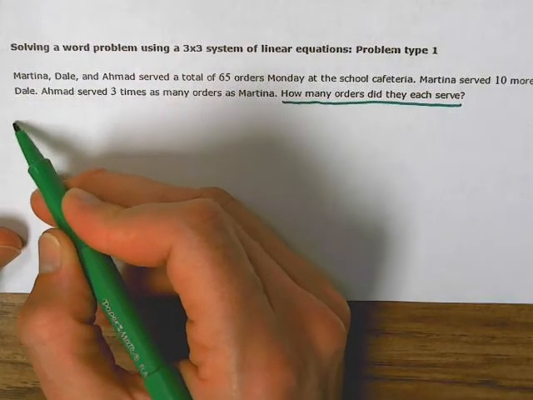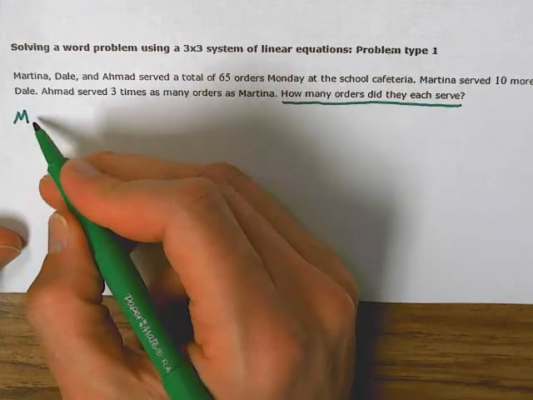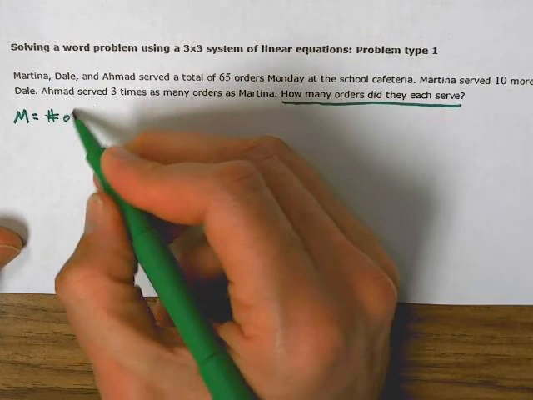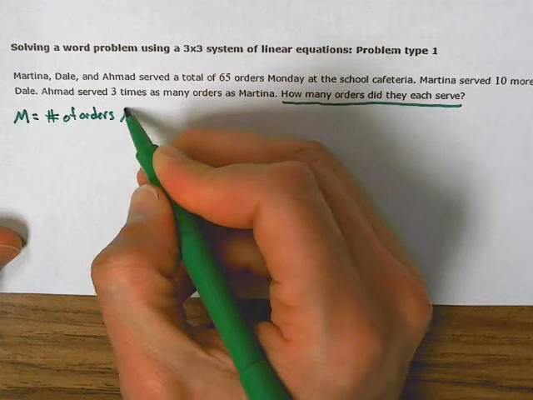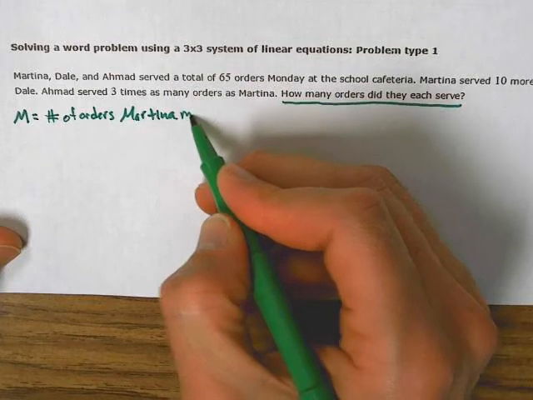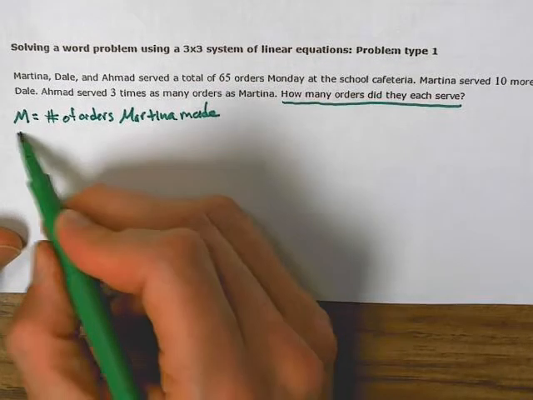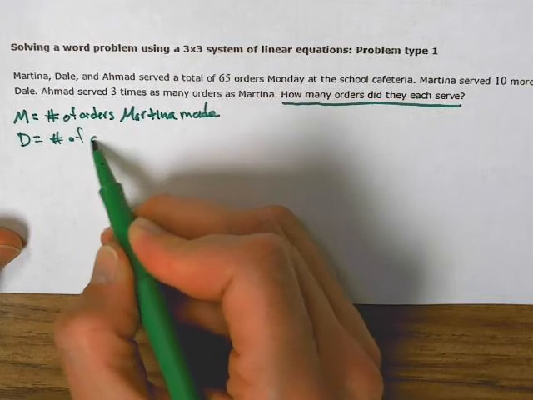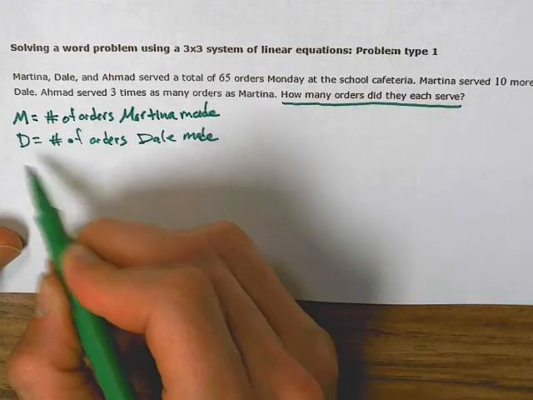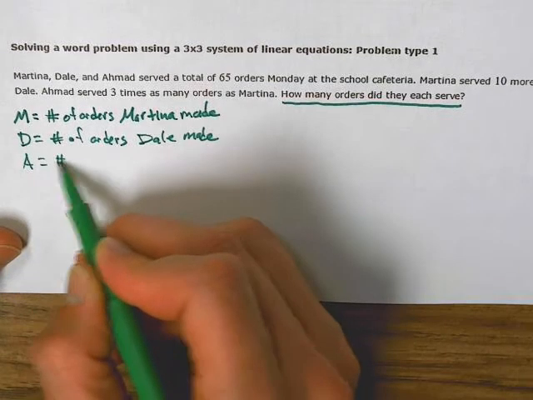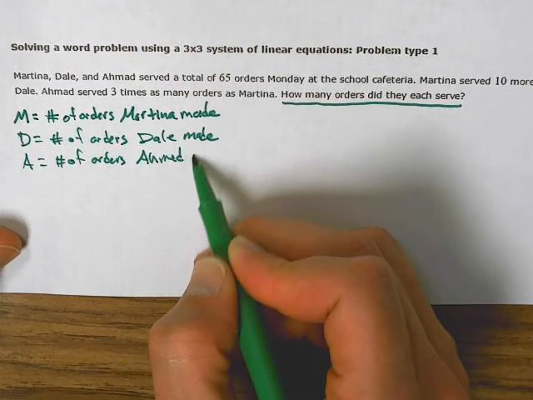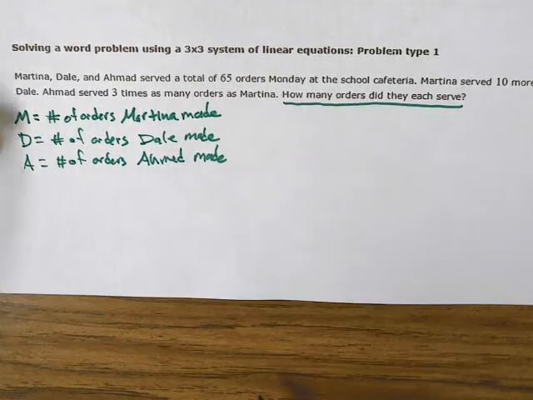Since I don't know what that is, I'm going to let the letter m represent the number of orders Martina made. I'm going to let the letter D be the number of orders Dale made. And I'm going to let A be the number of orders Ahmad made. So we have the 3 different letters.